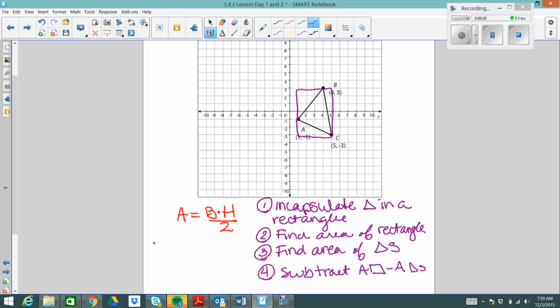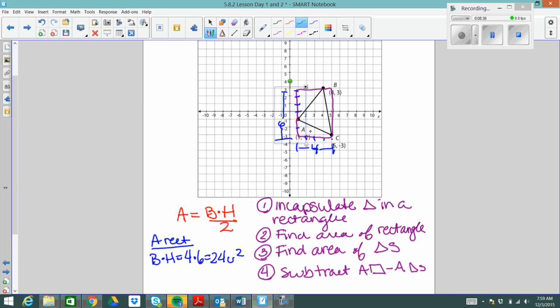So the area of my rectangle, again, the formula is base times height. If we look here, our base is 1, 2, 3, 4, and our height is 1, 2, 3, 4, 5, 6. So our area is 4 times 6, or 24 square units. Now let's find the area of each triangle.